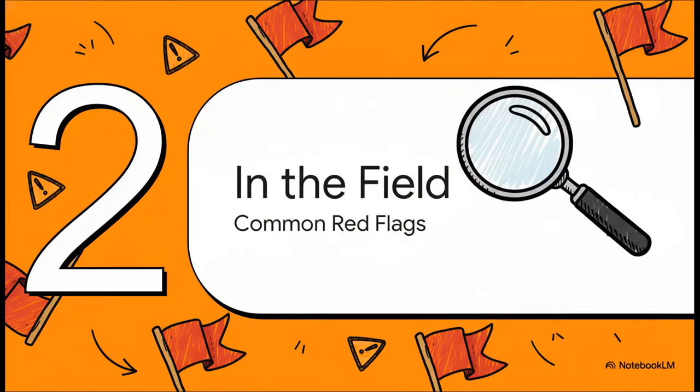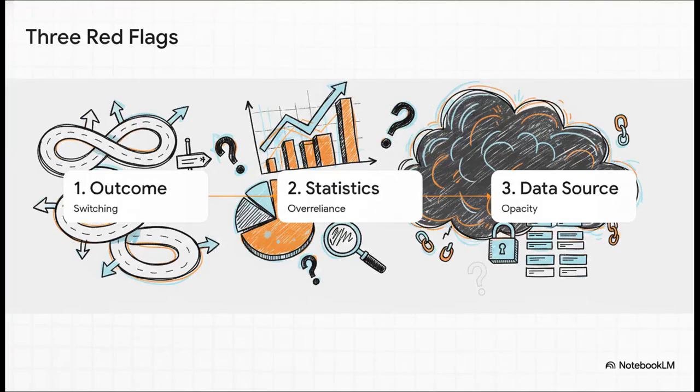Okay, so we've got our toolkit. Now let's take it out into the field. We're going on the hunt for common red flags, those little warning signs that tell an experienced reader, hey, maybe you should dig a little deeper here. We're going to focus on three big ones. First, something called outcome switching. That's when they change the goalposts after the game has started. Second, getting totally dazzled by statistics that don't really mean much in the real world. And third, when they're just plain vague about where the data came from.